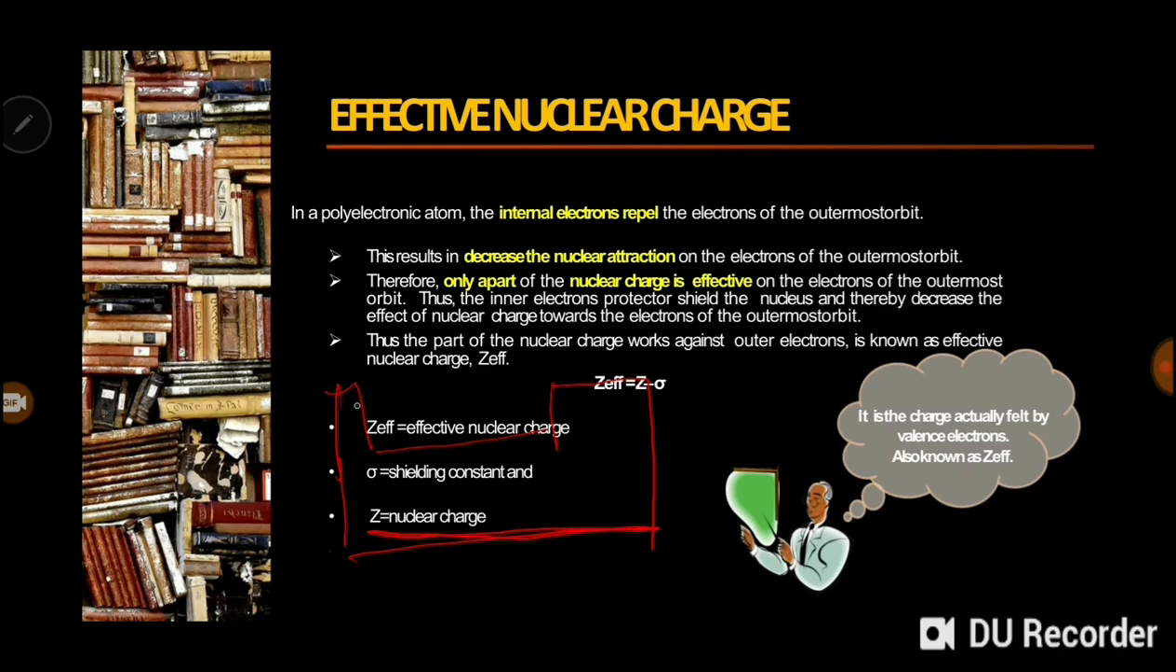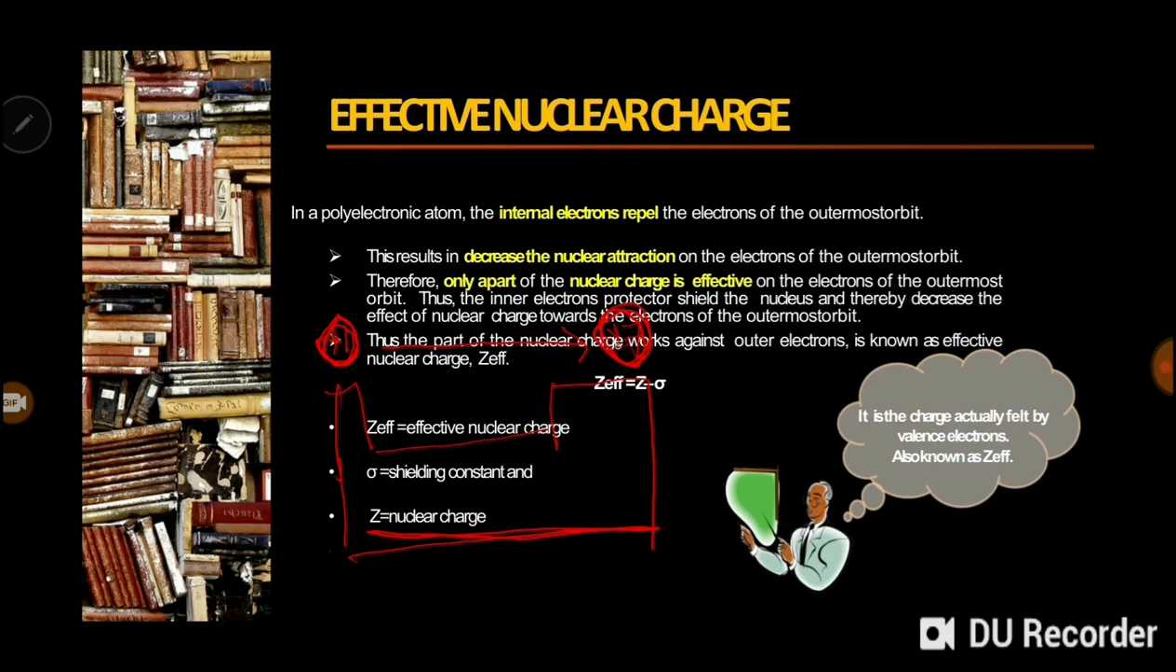Across the period, let's say this one is the atom of sodium. Across the period, the atoms possess an increasing number of protons. They start from positive 1 to positive 7, let's say. So across the period, the number of protons in the nucleus increases.